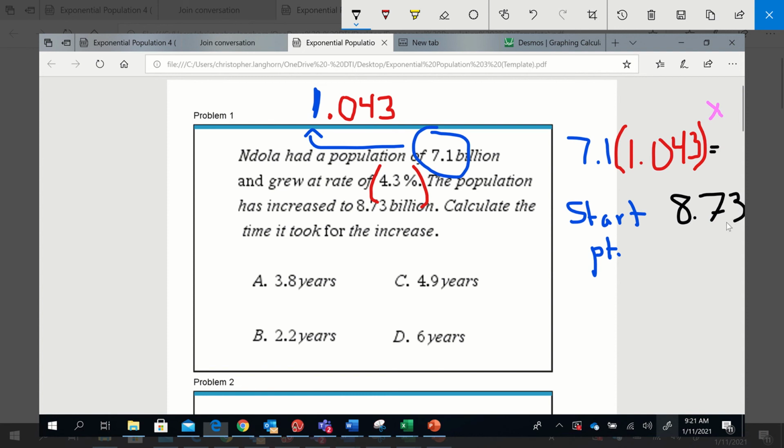I'm just going to write it down here, 8.73, because what we ultimately end up doing is writing it in Desmos in two different lines. One's going to go in the first line, the other one in the second line. So I got 7.1, I borrow the 1.043, taken to the x power, is all equal to 8.73.